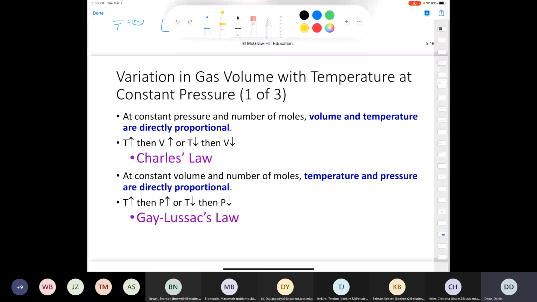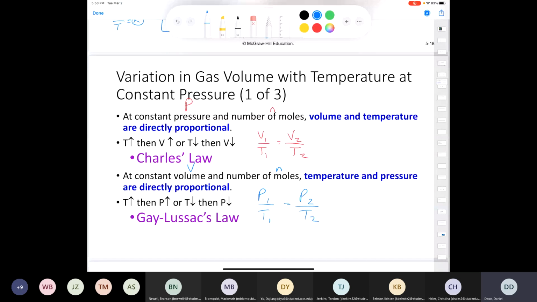Anyhow, where was I? So, again, we have constant pressure, constant number of moles, and we see that volume and temperature are directly proportional, and that gives us Charles' law, V1 over T1 is equal to V2 over T2. At constant volume and number of moles, we see that temperature and pressure are directly proportional, and we get this relationship, P1 over T1 is equal to P2 over T2.